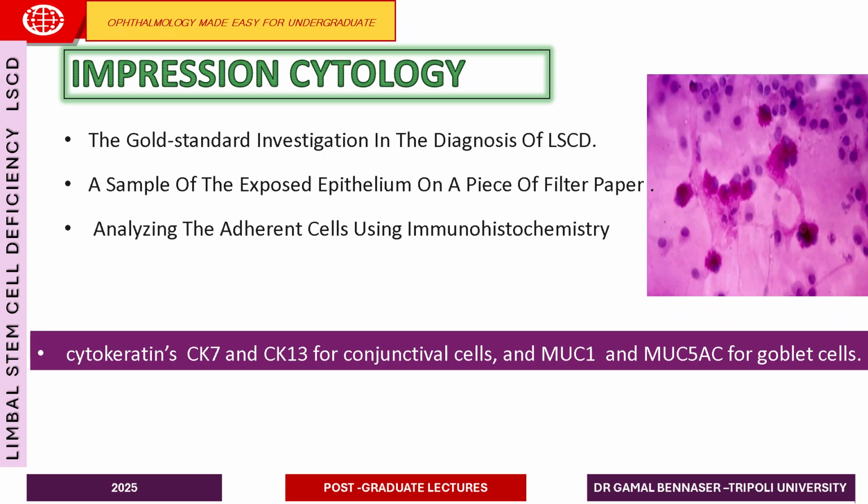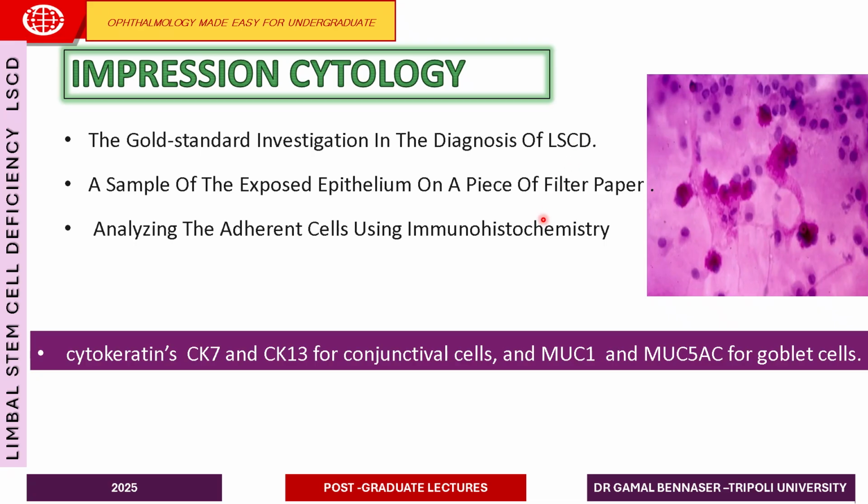Now I will speak briefly on one of the important diagnostic tests for limbal stem cell deficiency. That's the impression cytology. This is considered the gold standard investigation in the diagnosis of limbal stem cell deficiency. The technique simply involves obtaining a sample of the exposed epithelium on a piece of filter paper, usually made up of nitrocellulose acetate. The area is analyzed by immunohistochemistry, looking for both conjunctival cell as well as goblet cell markers. If you find conjunctival cell markers or goblet cell markers, this is indicative of limbal stem cell deficiency.